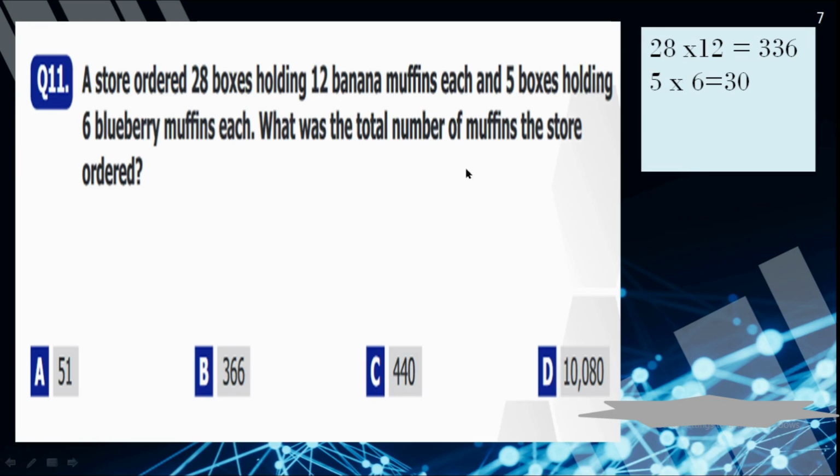So now we have to find the total number. So 336 plus 30 is equal to 366. So B is our correct option over here.